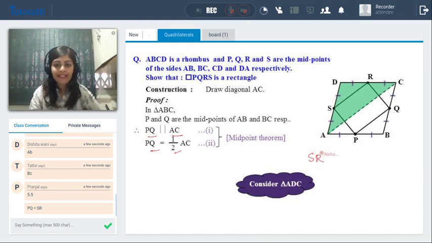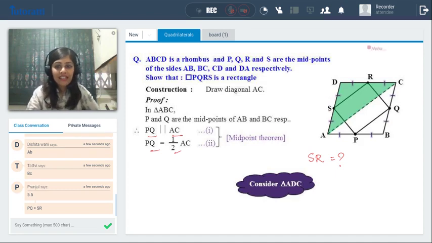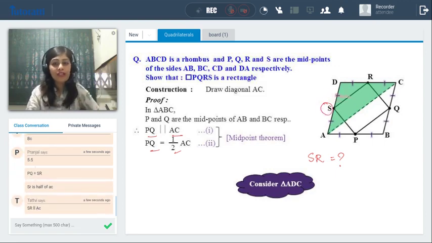What do we know about SR? Come on, students, quickly tell me. What do we know about SR from this triangle? Can I apply the midpoint theorem on triangle ADC? Yes, students, pay attention. In triangle ADC, do we have midpoints? Yes, we have S, which is the midpoint of AD.